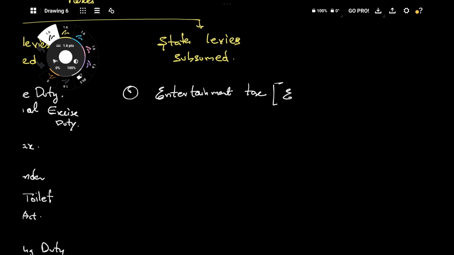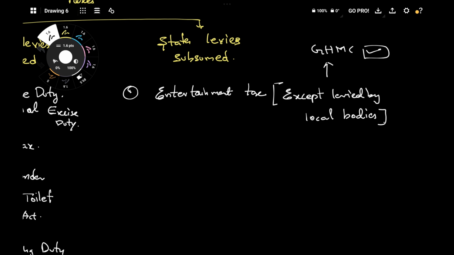Matlab in Hyderabad, except if levied by local body. And local bodies matlab in Hyderabad we have the Greater Hyderabad Municipal Corporation. Okay, so if there is any entertainment tax levied by Greater Hyderabad Municipal Corporation, that tax is not merged into GST yet, it is still independent.